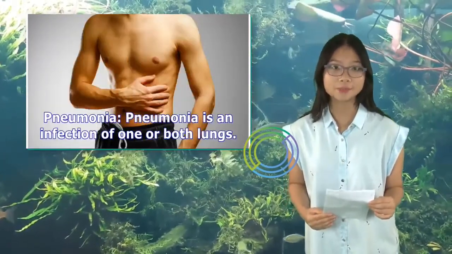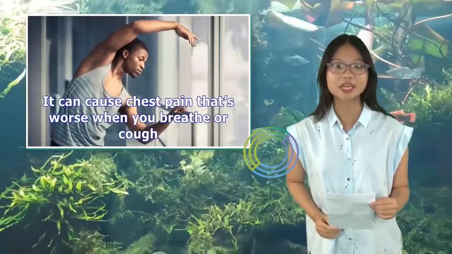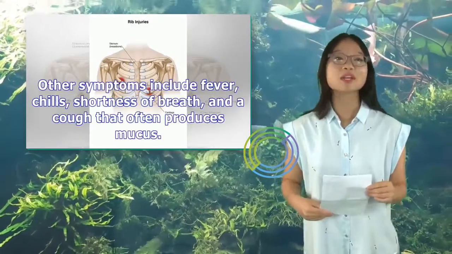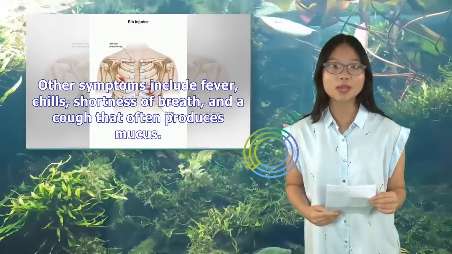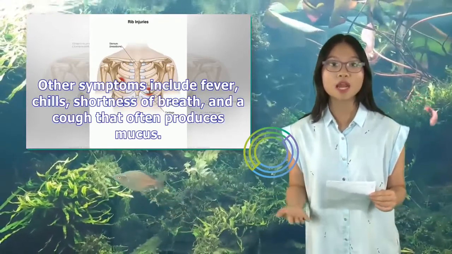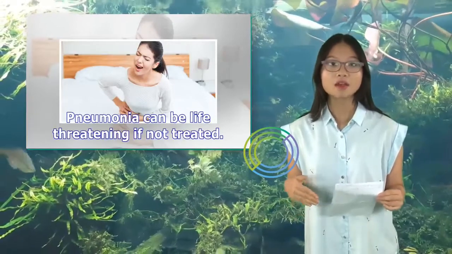Pneumonia. Pneumonia is an infection of one or both lungs. It can cause chest pain that's worse when you breathe or cough. Other symptoms include fever, chills, shortness of breath, and a cough that often produces mucus. Pneumonia can be life-threatening if not treated.